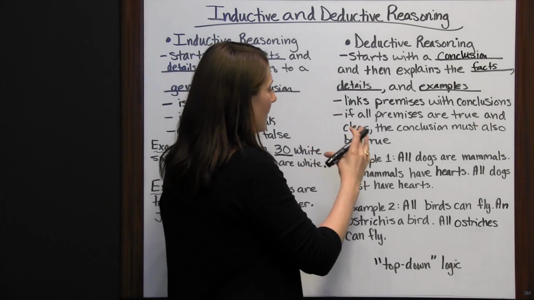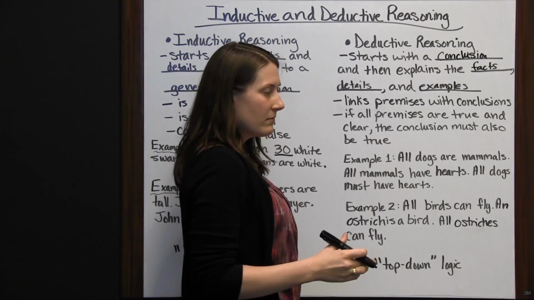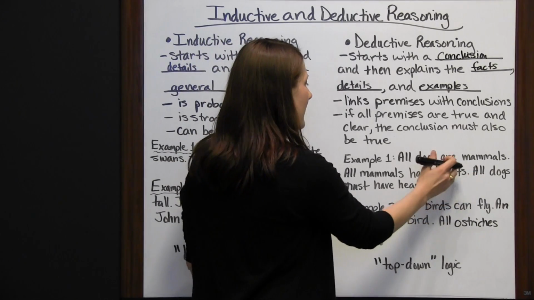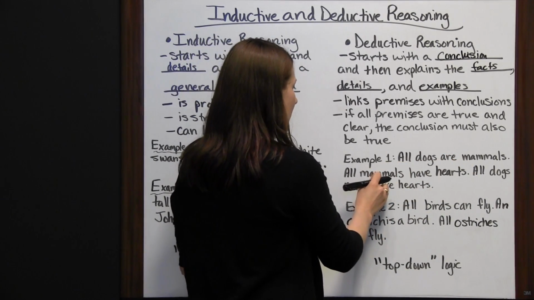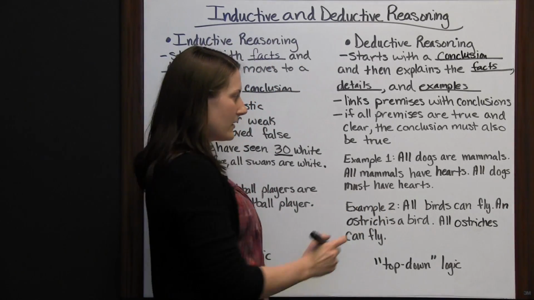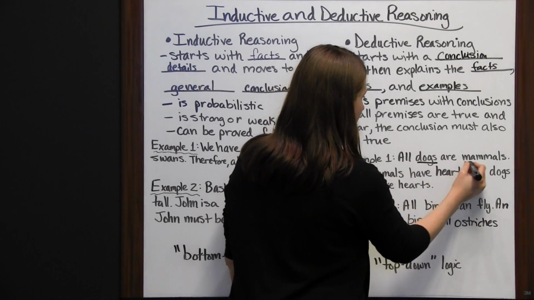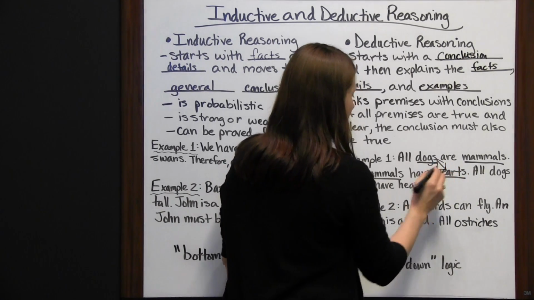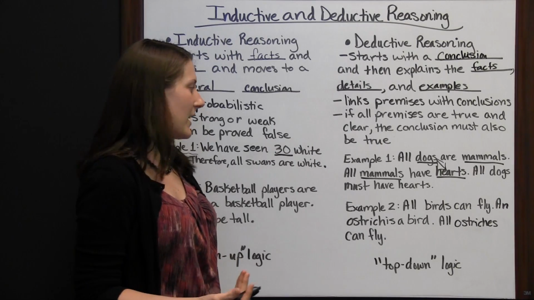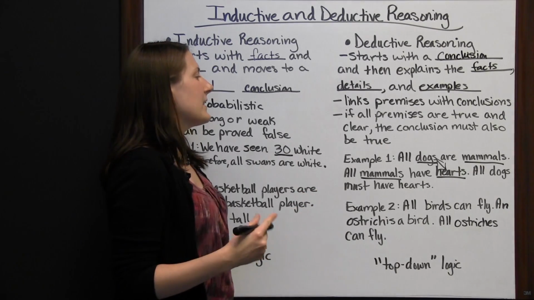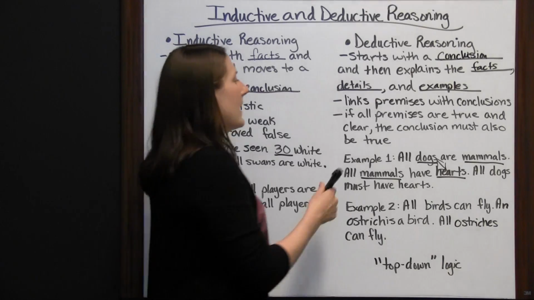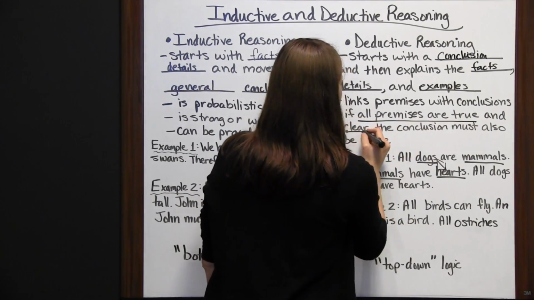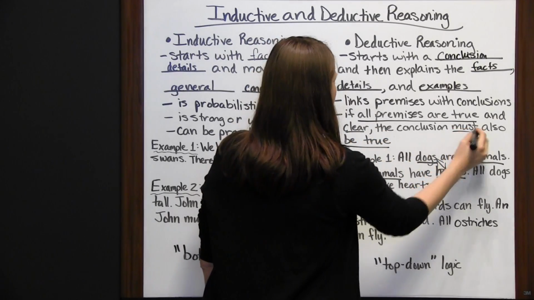So you start with this one. All dogs are mammals. Okay. All mammals have hearts. Okay. So based on the fact that all dogs are mammals and all mammals have hearts, all dogs must have hearts. So you've got dogs are mammals and mammals have hearts, which means that dogs must have hearts since they are mammals and all mammals have hearts. This is a true conclusion, and that's because all the premises are true. So if all premises are true and clear, then the conclusion must also be true.